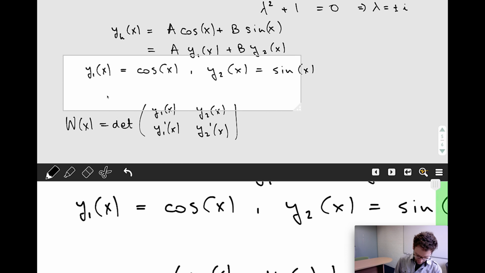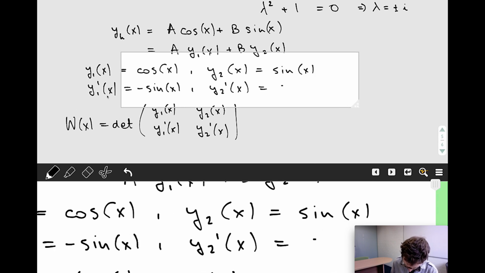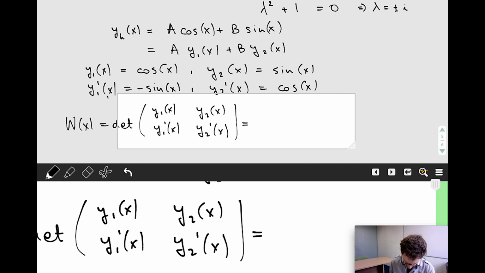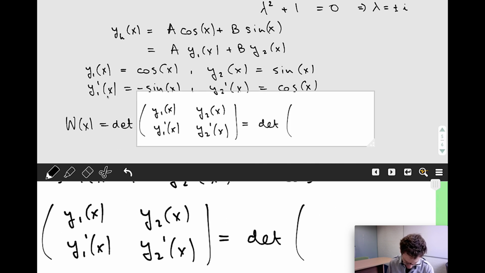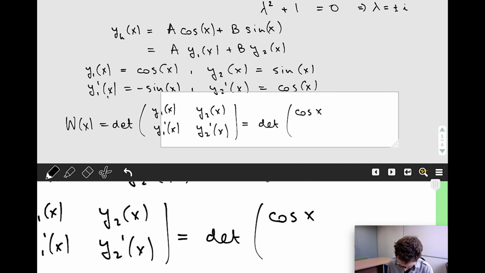So let's put the derivatives in. y1 prime of x is minus sine. The derivative of y2 is cosine. So if I put all that in here, I'm going to get the determinant of the following matrix. y1 is cosine, y2 is sine. The derivative of y1 was minus sine, and the derivative of y2 was cosine.